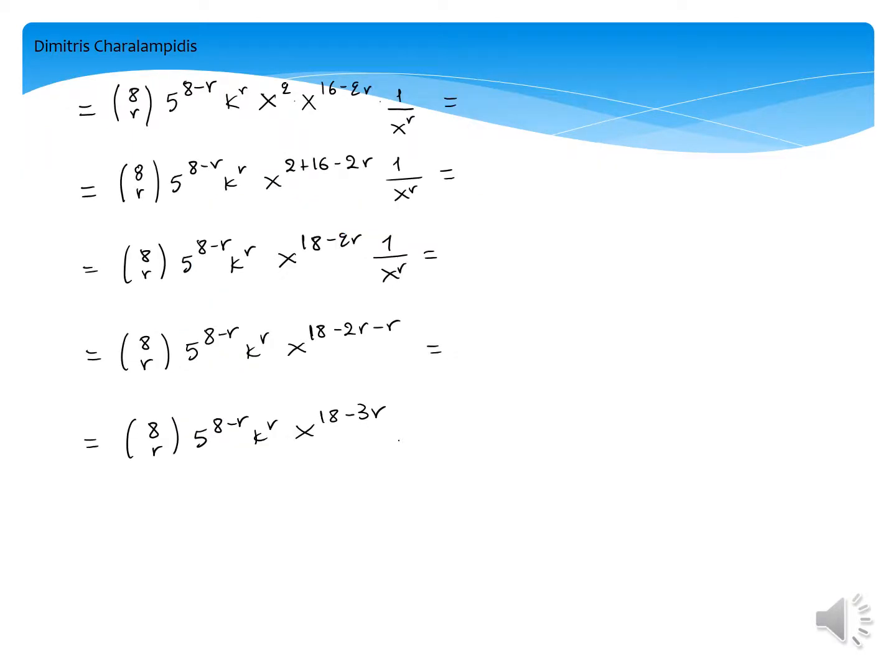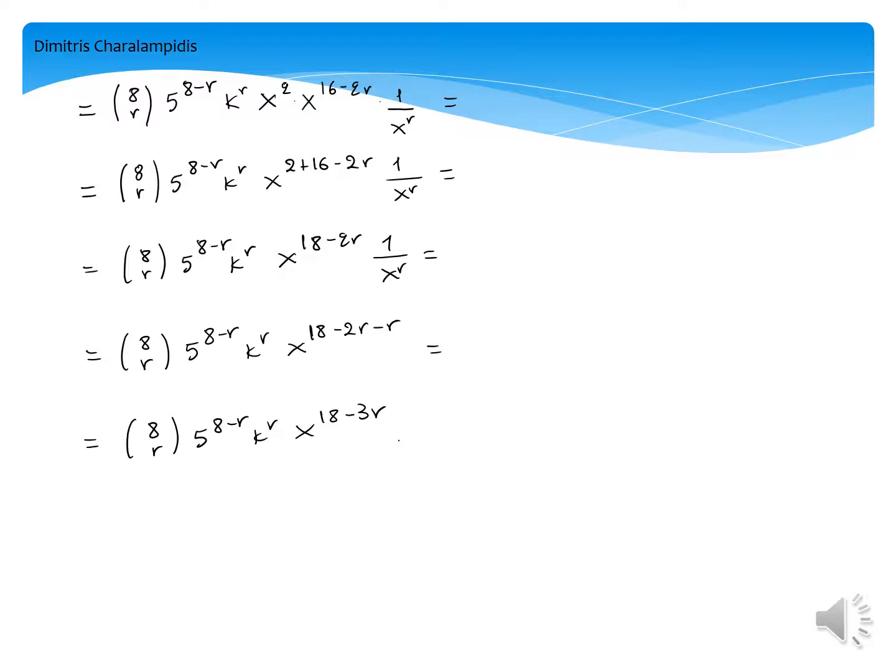Next, we will do some rearrangements so that all those terms that are considered as numbers move in front, while all those terms that are considered variables go at the back. Now, to do this discrimination between numbers and variables, remember that any term that doesn't include x is considered a number. So our numbers here would be 8 choose r, 5 to the power of 8 minus r, and k to the power of r, while our variables are x squared, x to the power of 16 minus 2r, and 1 over x to the power of r.